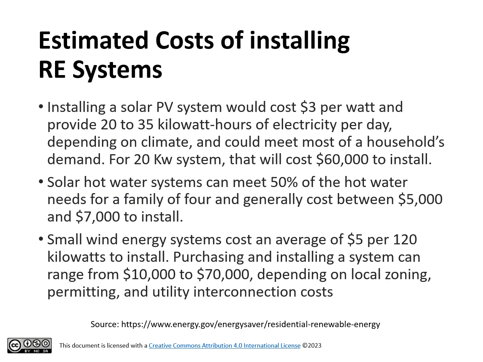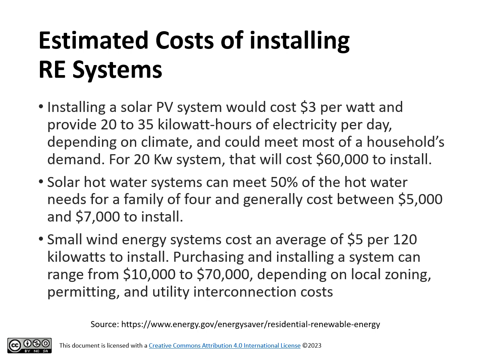Estimated costs of installing renewable energy systems. Solar PV systems cost about $3 per watt installed. A 7,000 watt, 7 kilowatt system therefore costs about $21,000 to install. Such a system would provide 20 to 35 kilowatt hours of electricity per day, depending on climate, and could meet most of a household's demands.